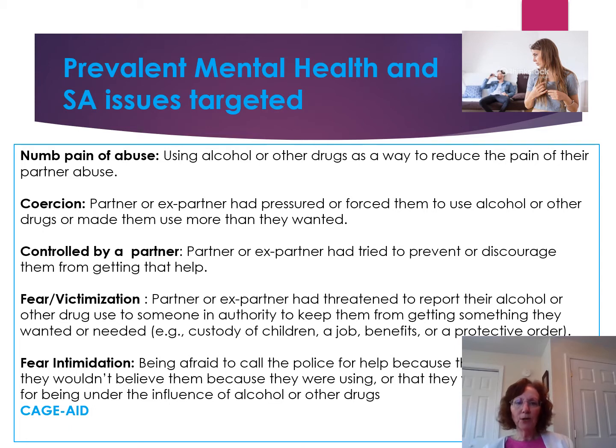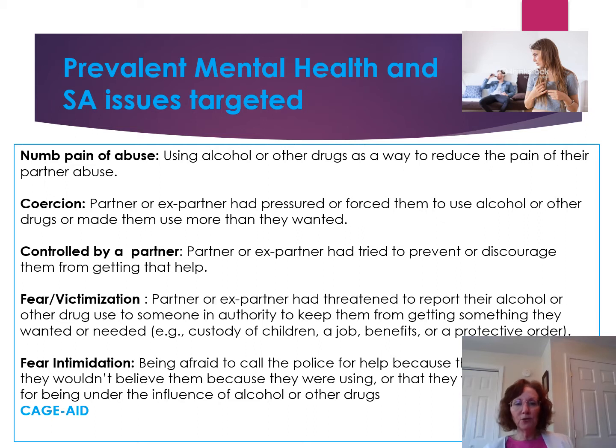Coercion. The partner or ex-partner has pressured or forced them to use alcohol or other drugs and made them use more than they wanted. They do this by buying it for them, by enabling them, by telling them they like them better when they're high. They control their partner by trying to prevent or discourage them from getting help. Look how many times you relapse. Nobody's going to want to help you now, or you're too crazy to get help. I love you just the way you are.